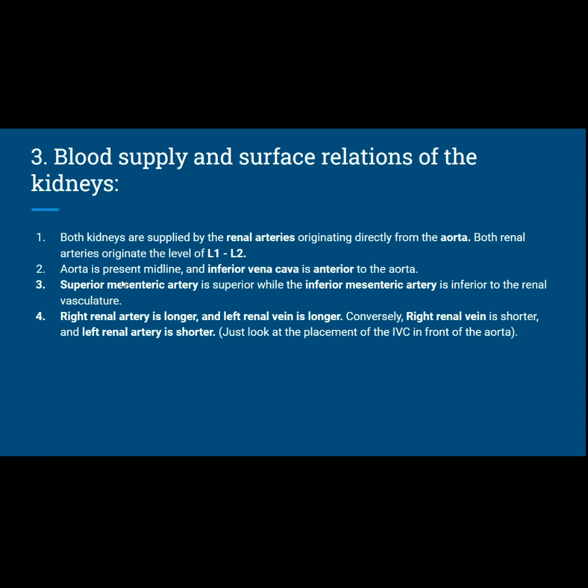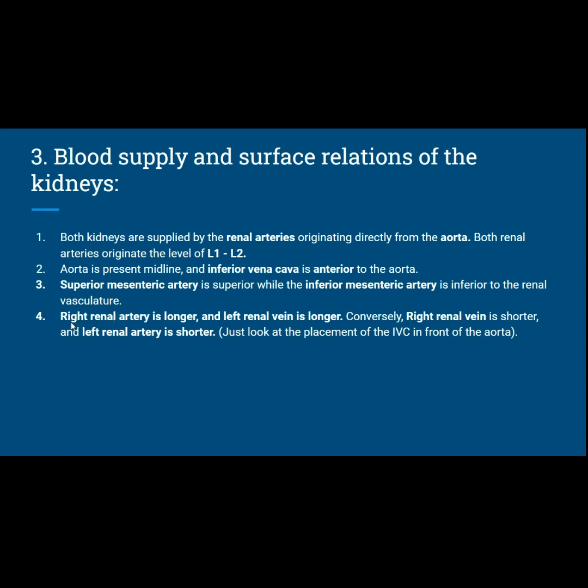Now this is essential because you're going to see the differences in the length of each vasculature, both the arteries and the veins that are supplying both kidneys. The superior mesenteric artery is superior to the renal arteries, originating from the aorta itself, while the inferior mesenteric artery is inferior to the renal vasculature. Now, if you remember, I just told you that the aorta is present in the midline. However, the inferior vena cava is further anterior to the aorta itself.